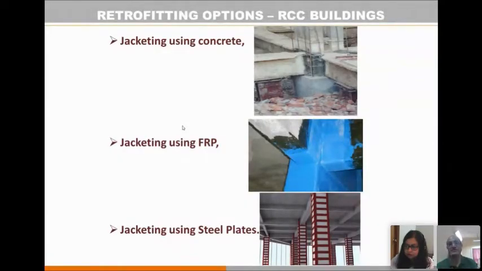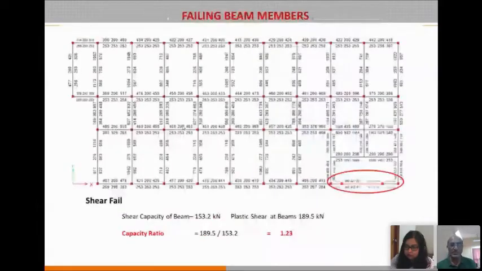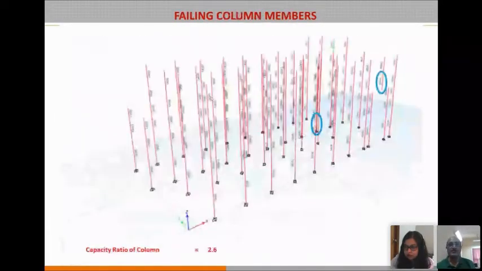Means, whatever the building is, how much time the owner is giving to the retrofitting agency for retrofitting. Based on all these criteria, one has to decide which retrofitting option to go for. At the same time, we have to see the cost implications. As I mentioned earlier, for each element, at the global level as well as at the element level, we need to verify the capacity and the demand posed by any kind of event.